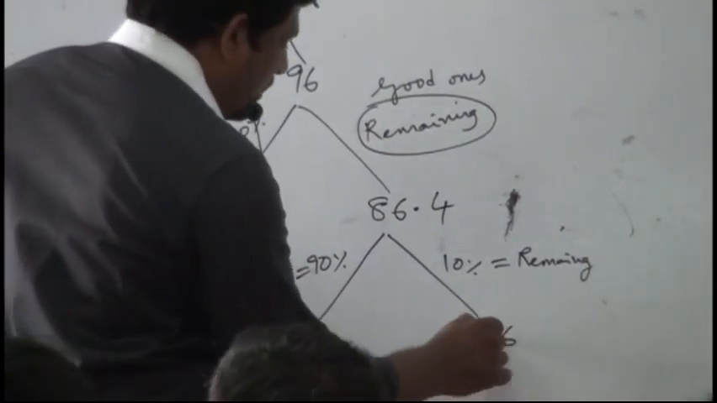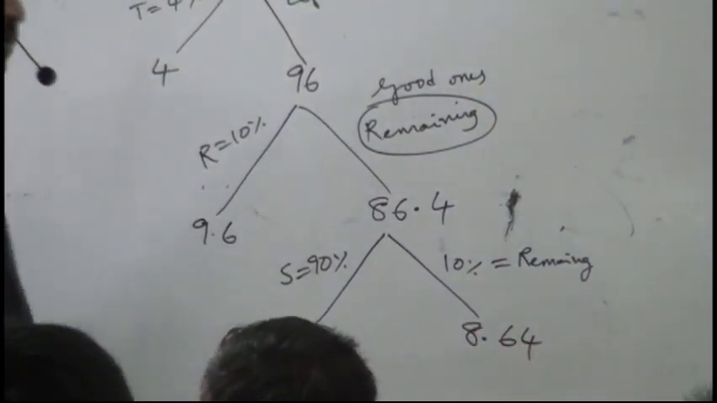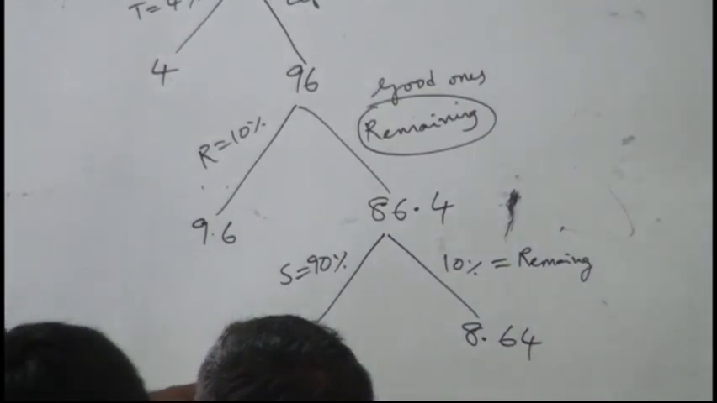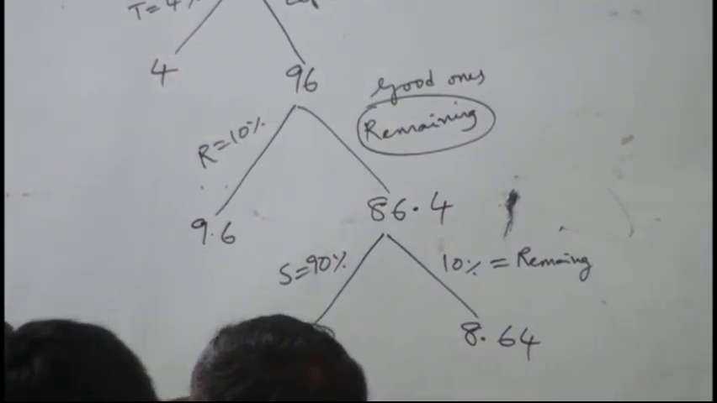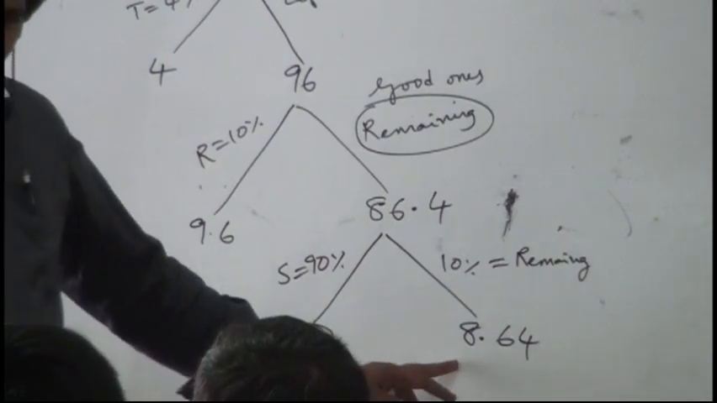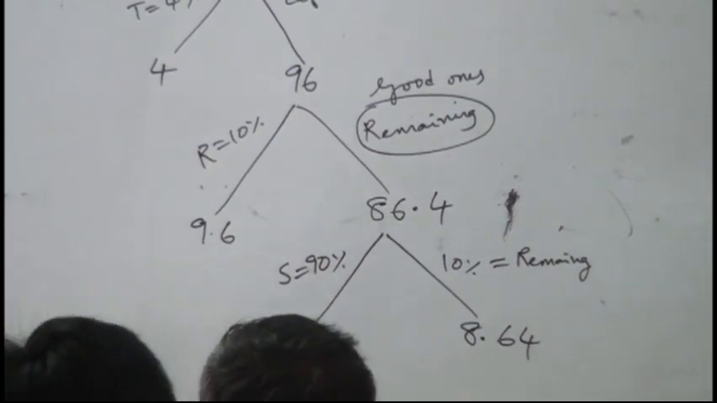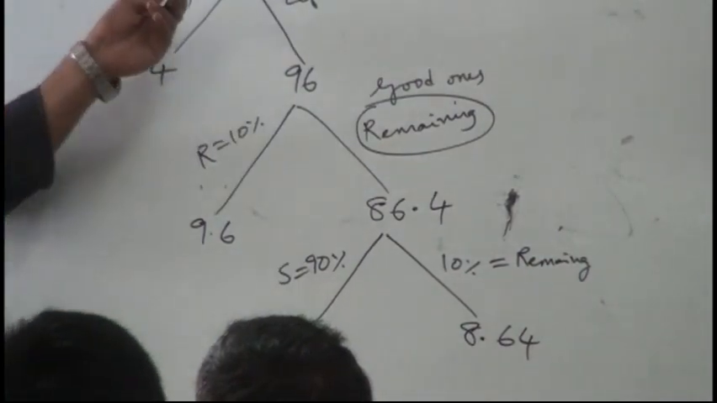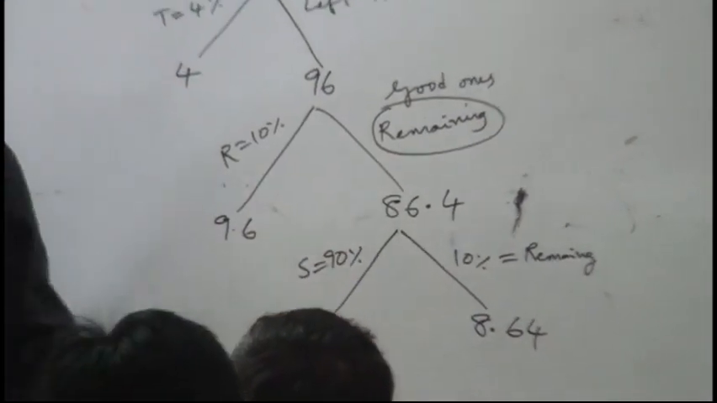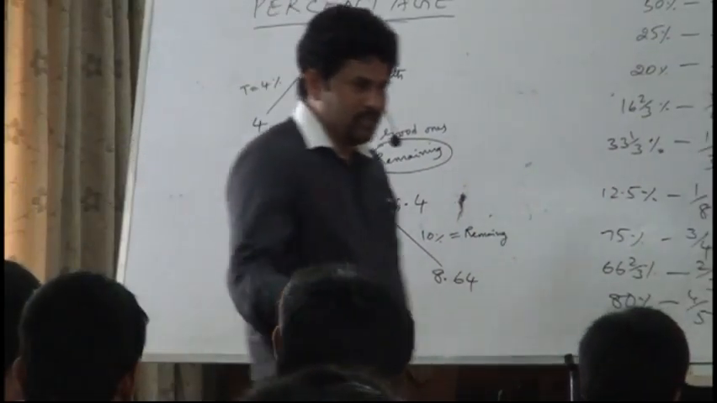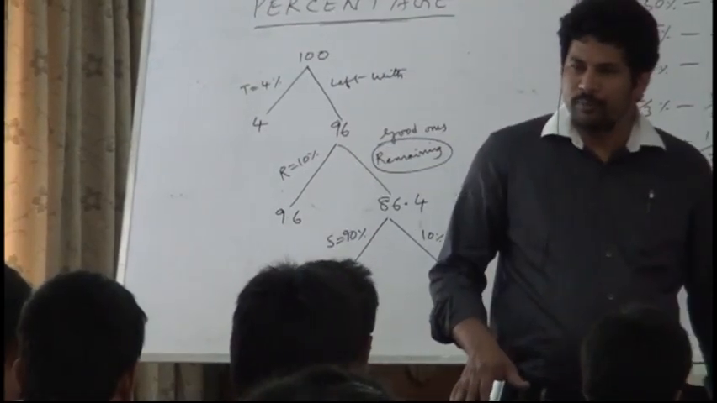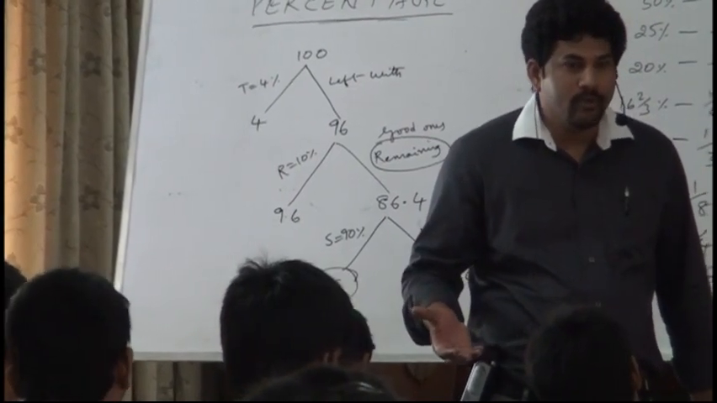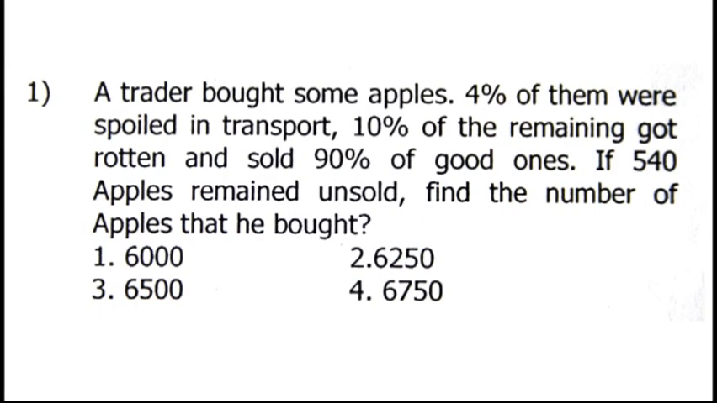8 point. Forget about this. We need not concern about this particular number. We are only concerned about this particular number. So when we assume total number of apples he bought as 100, he is left with 8.64 apples. But according to the problem, he is left with how many apples? 540.